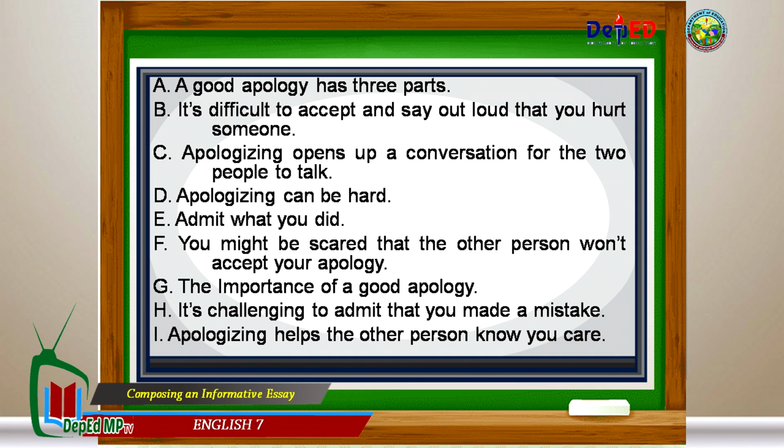A. A good apology has 3 parts. B. It's difficult to accept and say out loud that you hurt someone. C. Apologizing opens up a conversation for the 2 people to talk. D. Apologizing can be hard. E. Admit what you did. F. You might be scared that the other person won't accept your apology. G. The importance of a good apology. H. It's challenging to admit that you made a mistake. And I. Apologizing helps the other person know you care.